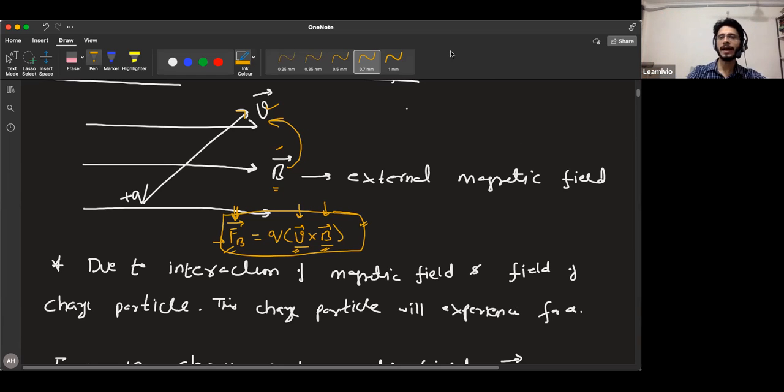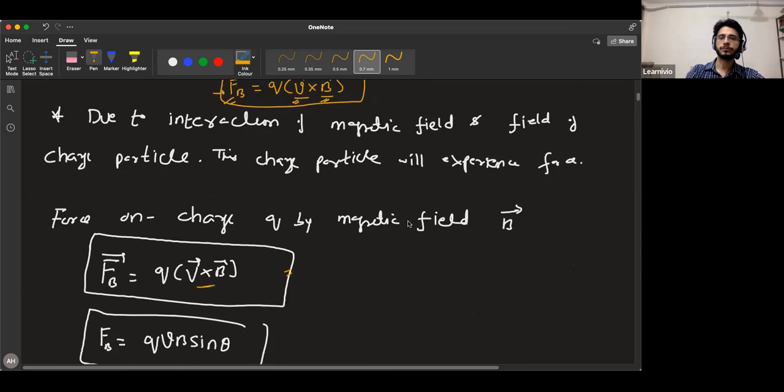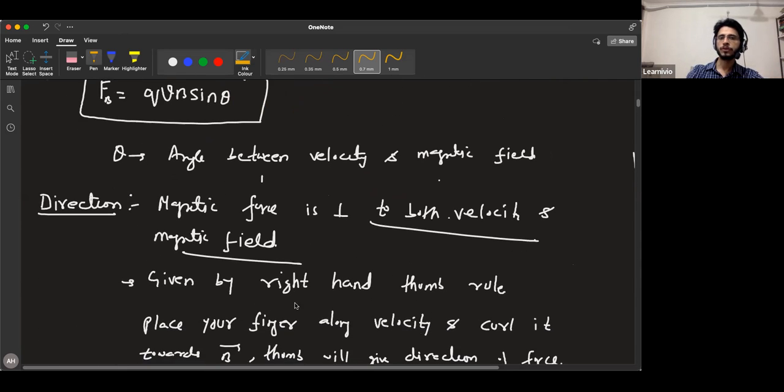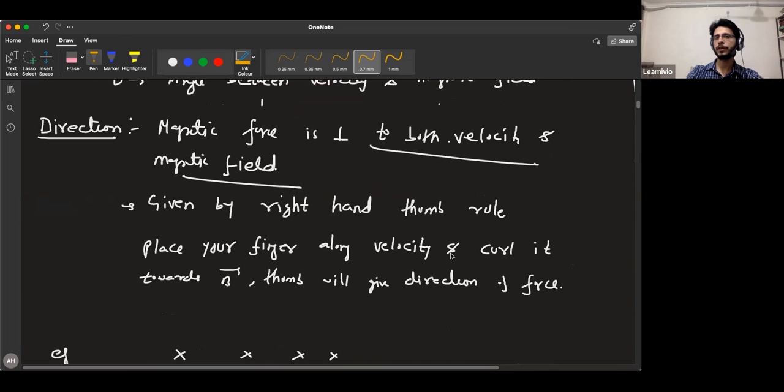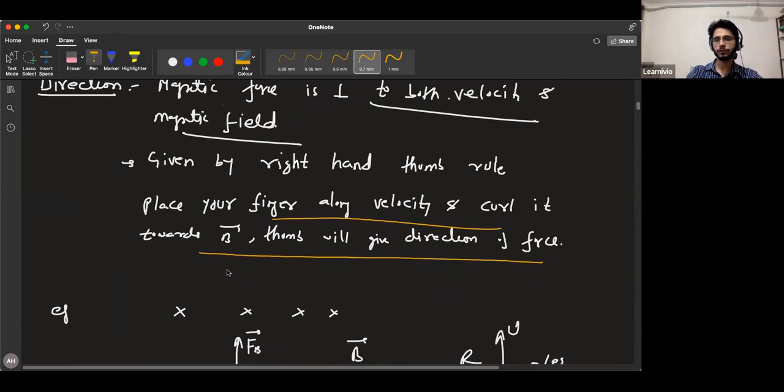So the force will act in the inward direction. For this force, remember two things. The first one is that force is perpendicular to both velocity as well as magnetic field. Second, the exact direction is given by the right-hand thumb rule. Just place your fingers along velocity and curl them towards the magnetic field. The thumb will give the direction of force.